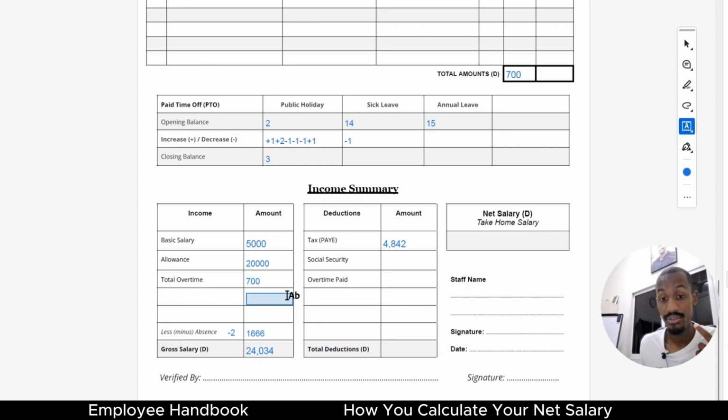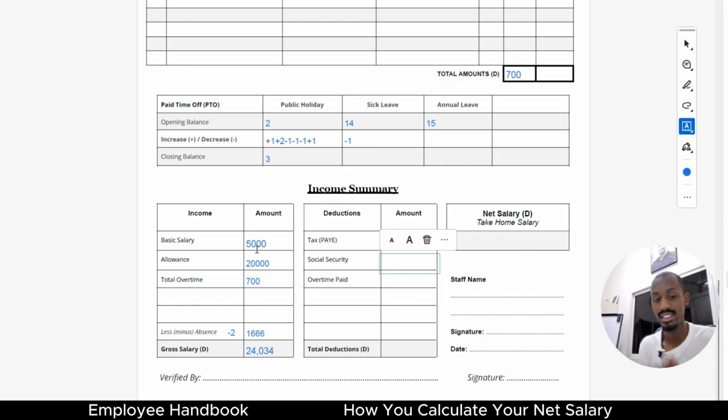Okay, and we are a formal company. We don't hide anything from anybody. So what you make, you pay your tax. Again, social security, you pay 5% of your basic salary on social security. Okay, and the company will match it with 10% of the basic salary.